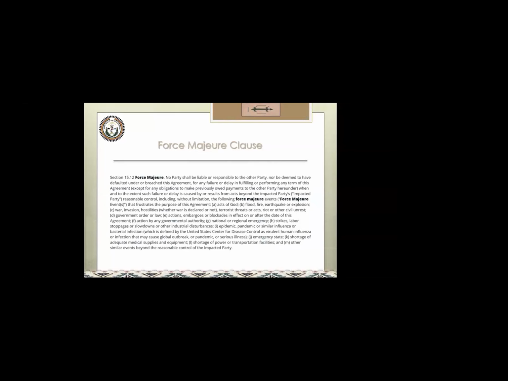The following force majeure events that frustrates the purpose of this agreement, and we have A, acts of God, B, flood, fire, earthquake, or explosion, C, war, invasion, hostilities, whether war is declared or not. That's interesting. Terrorist threats or acts, riot, or other civil unrest. So you see the list goes on and on here, what you want to fall under force majeure. So feel free to list anything under there. Again, every place is different, right? You might be in a place where it's an unstable government, or something might happen to throw off the contract.